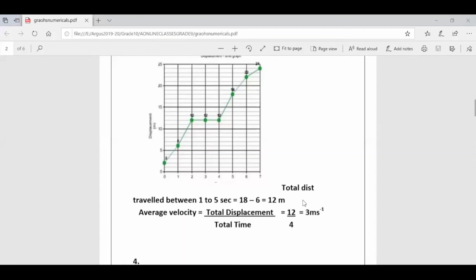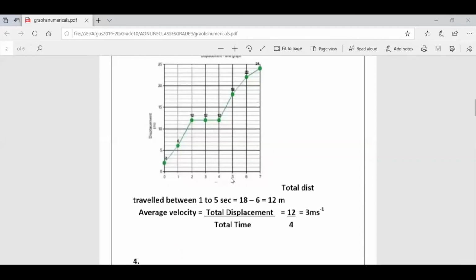How is the time 4 seconds? Let me explain. 12 meters is the distance. How is the time 4 seconds? 5 minus 1. The time between 5 and 1 second. From here you're going 1, and from here you're going 5. So 5 minus 1, how many seconds? 4 seconds. So time is 4.